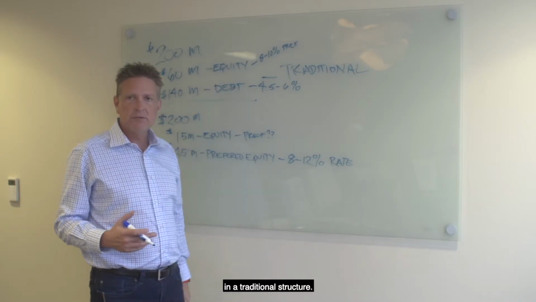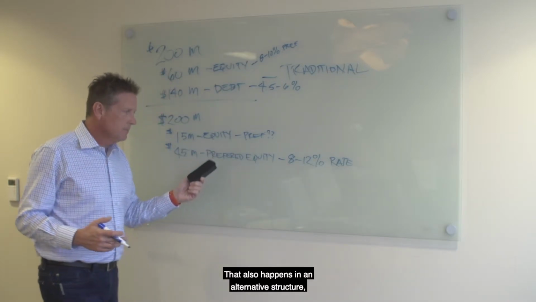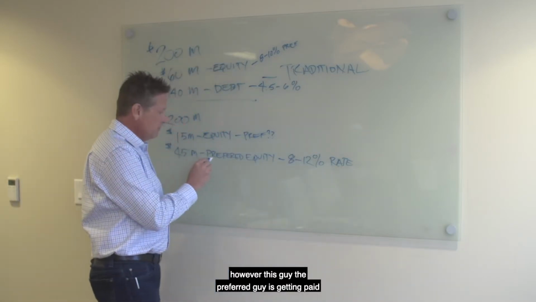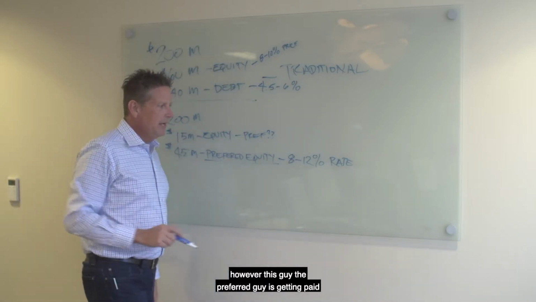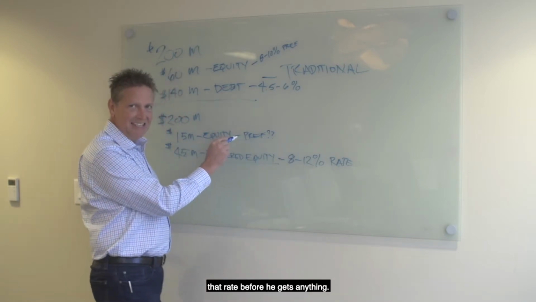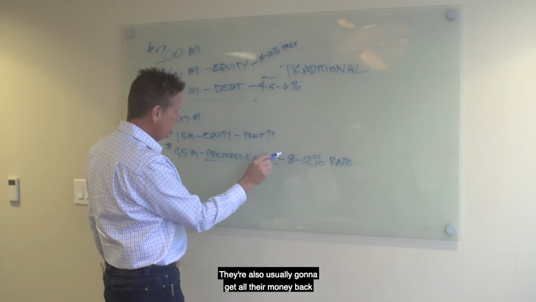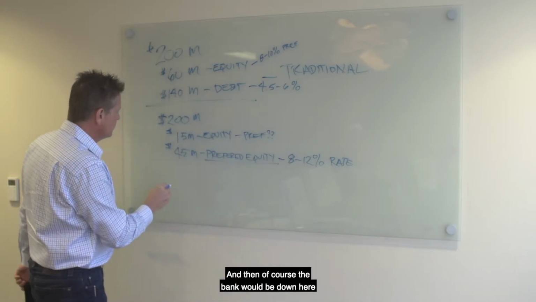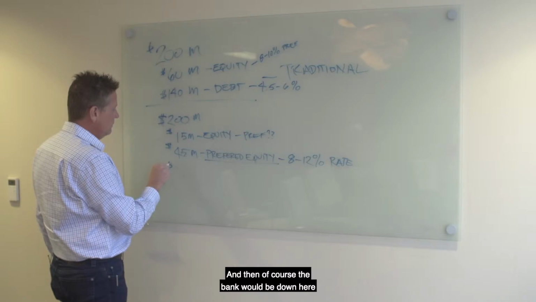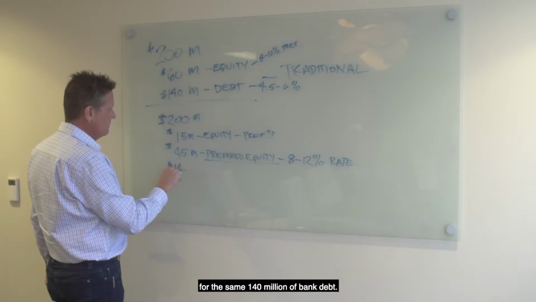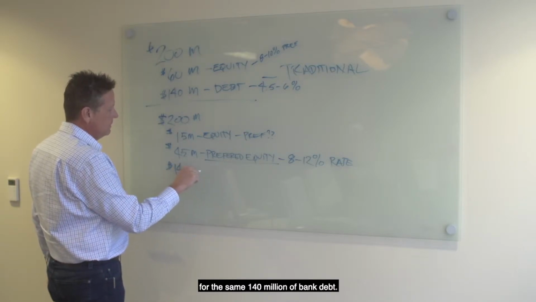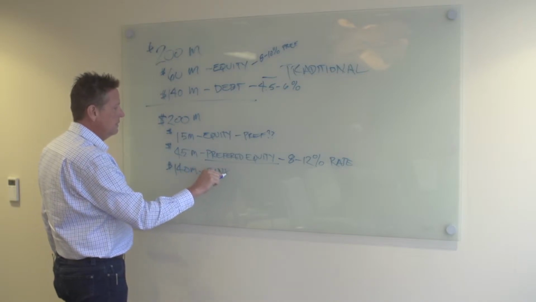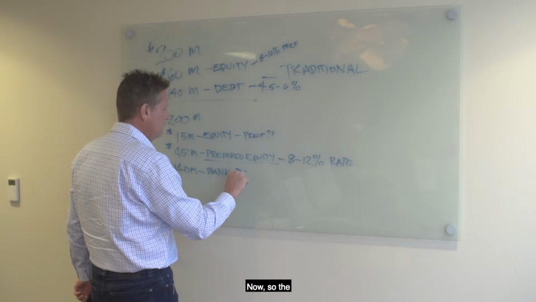That's what happens in a traditional structure. That also happens in an alternative structure. However, this guy, the preferred guy, is getting paid that rate before he gets anything. They're also usually going to get all their money back before he gets anything. And then, of course, the bank would be down here for the same 140 million of bank debt.